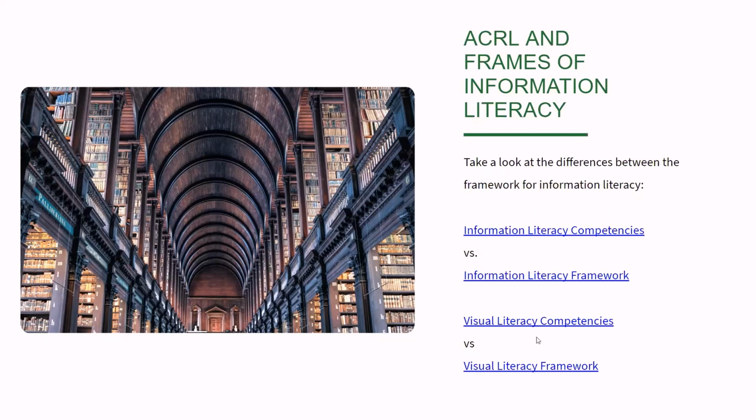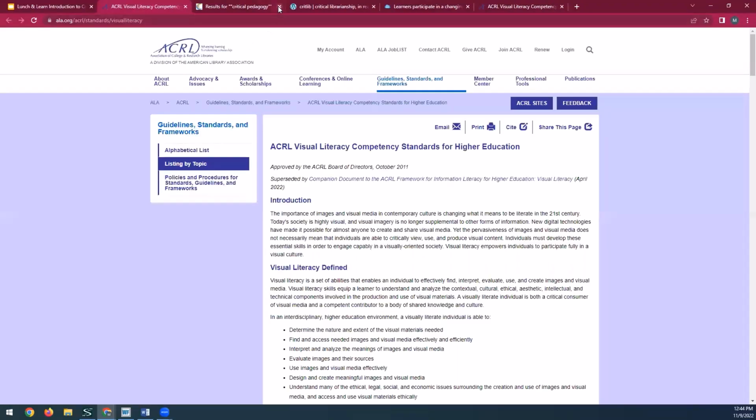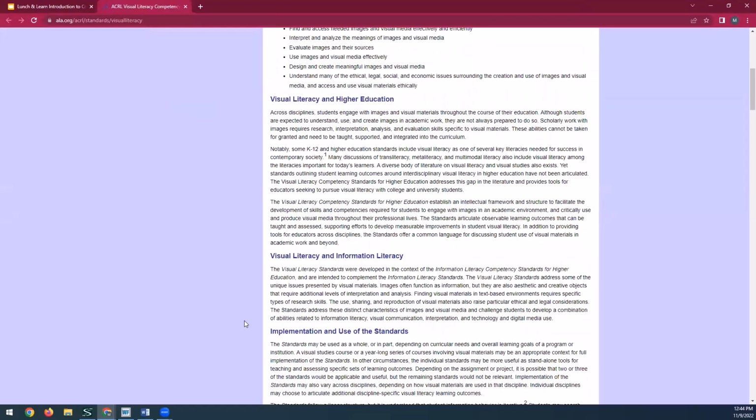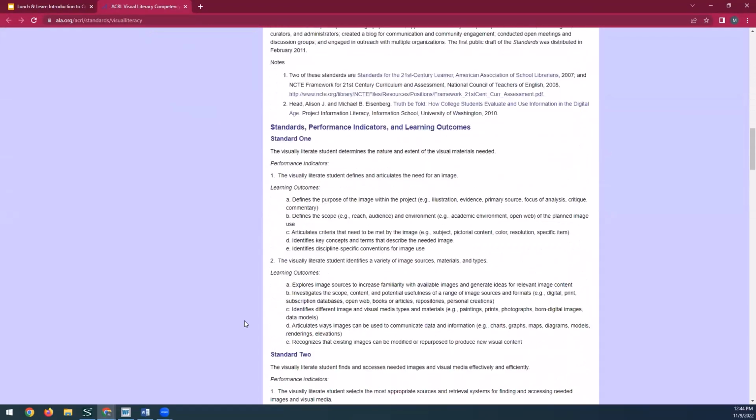So let's look at the visual literacy competencies really quick. This is the old sort of framework or way of thinking about a visually literate student. So let's just look at the first couple. A visually literate student determines the nature and extent of the visual materials needed, meaning that they know what they will need to use, what their need is, and how an image could meet that need.